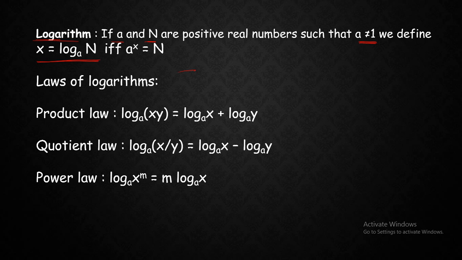x is equal to log n to the base a if a power x is equal to n. If this condition is satisfied, then we can express it in this form. This is nothing but what we call the logarithmic form. So this should be satisfied, then only we can write x is equal to log n to the base a.